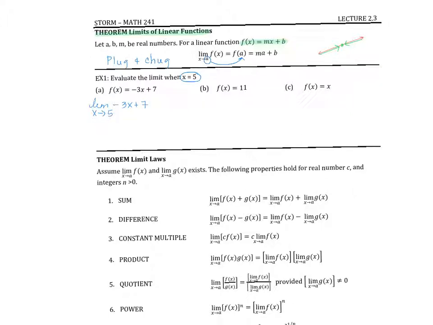And now all I have to do, since it is a linear function, is plug in 5 for x. Once I've plugged in 5 for x, I no longer use the limit notation because I've evaluated the limit. So it's going to be negative 3 times 5 plus 7. So negative 15 plus 7 would give me negative 8.